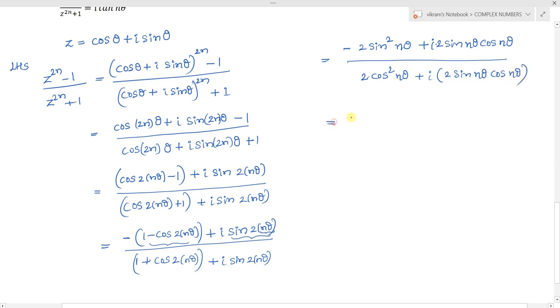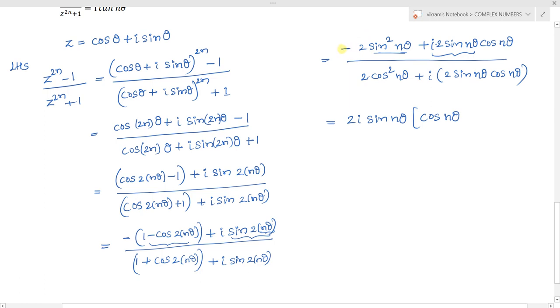Now we can take 2 sin n theta as common, or better, 2i times sin n theta as common. Now taking 2i sin n theta as common in the numerator, I can write this as cos n theta. But here we are missing the i.